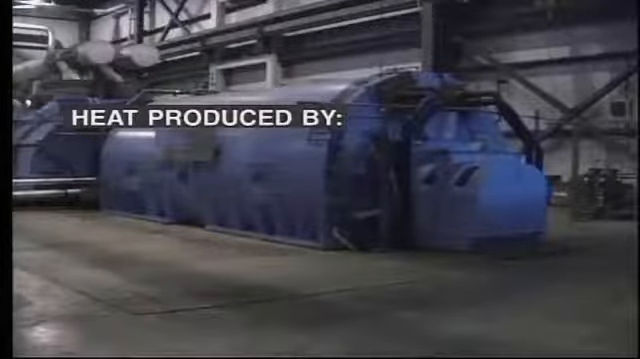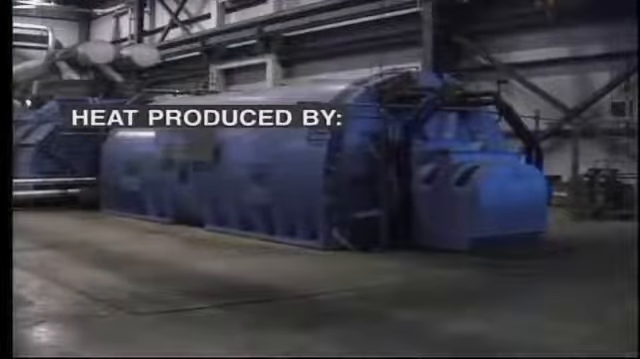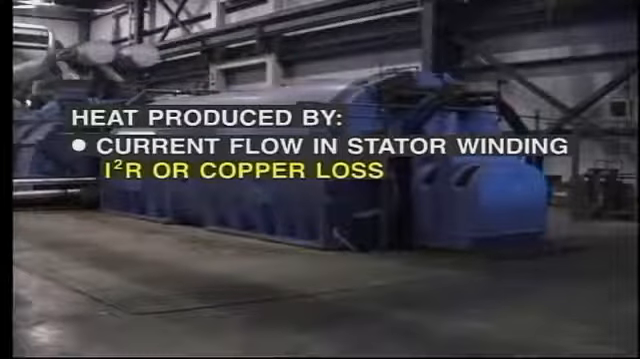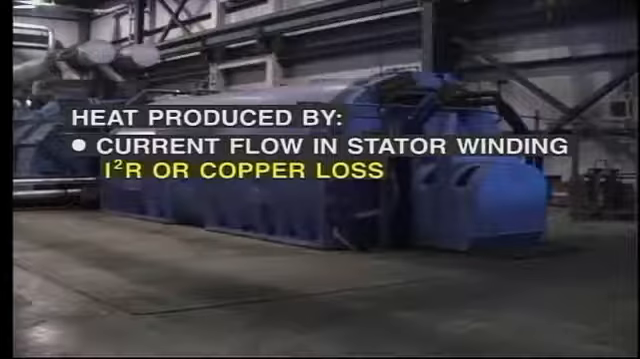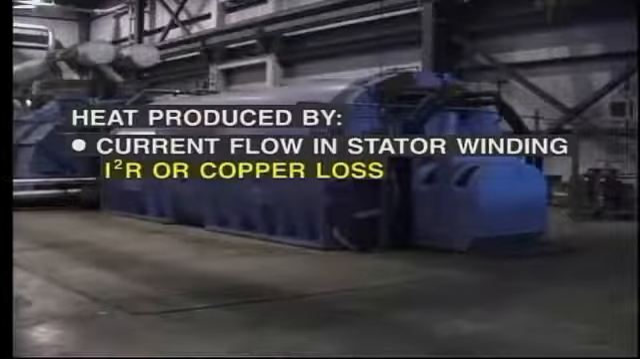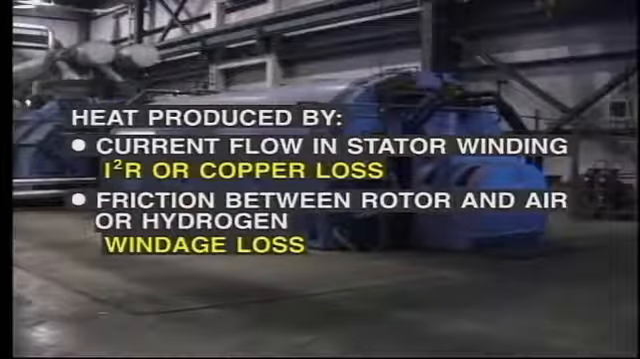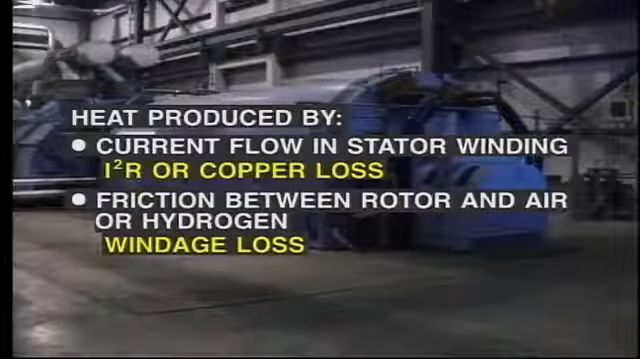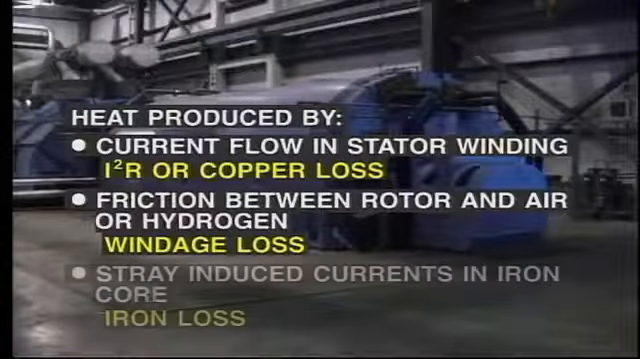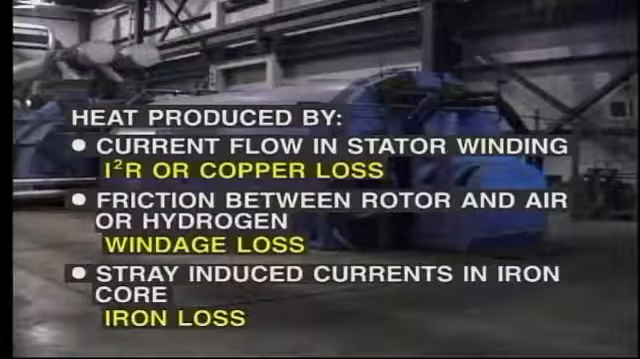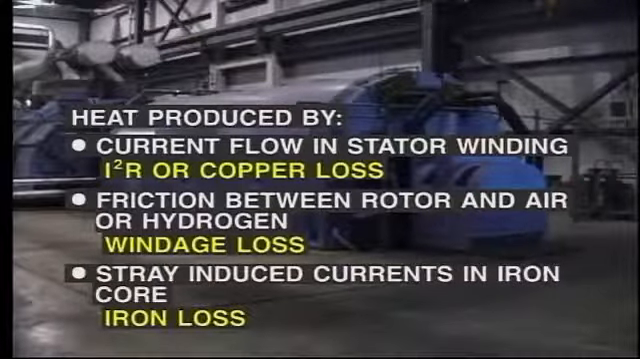Heat is produced within the generator in three ways. Current flowing in the stator winding produces heat, which is proportional to the square of the current. This is the I squared R, or copper loss. Friction between the spinning rotor and the air or hydrogen in the generator produces heat called windage loss. Stray induced currents in the iron core produce heat called iron loss.